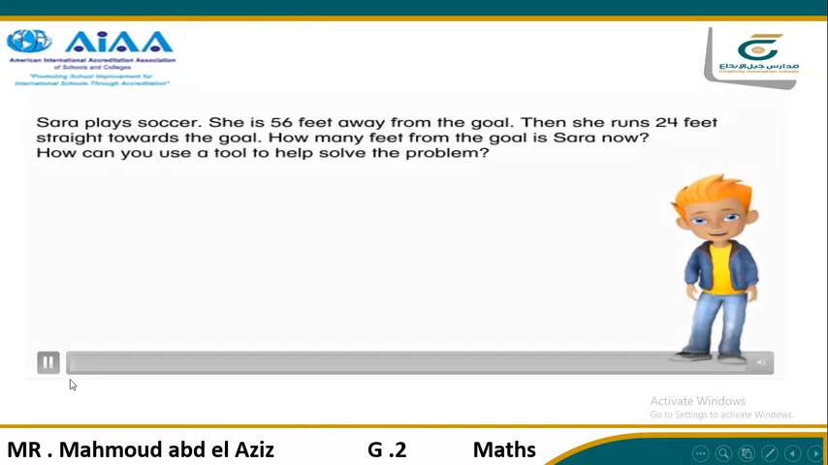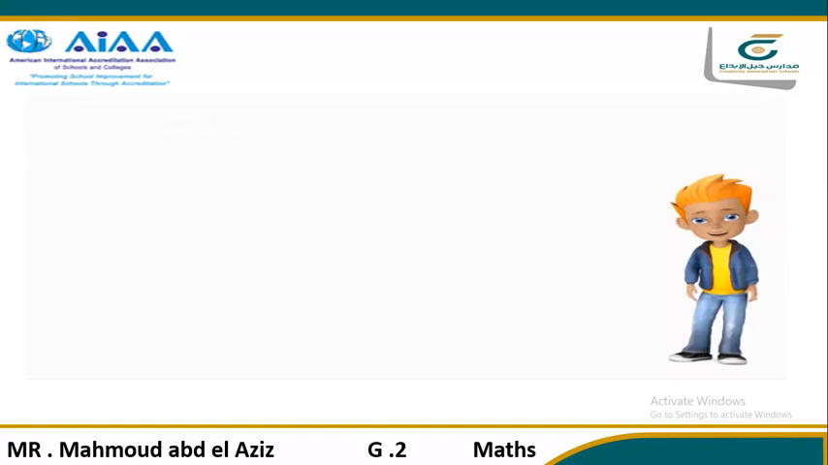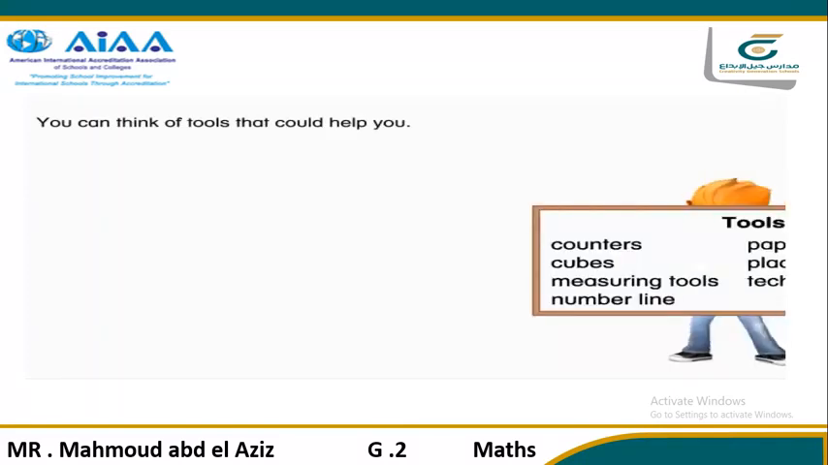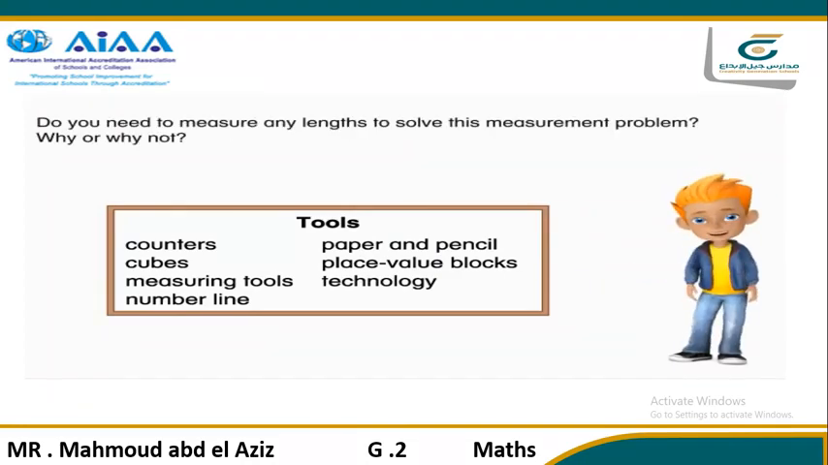36 feet away from the goal. Then she runs 24 feet straight towards the goal. How many feet from the goal is Sarah now? How can you use a tool to help solve the problem? You can think of tools that could help you. Then you can choose the best tool to use. Do you need to measure any lengths to solve this measurement problem? Why or why not?